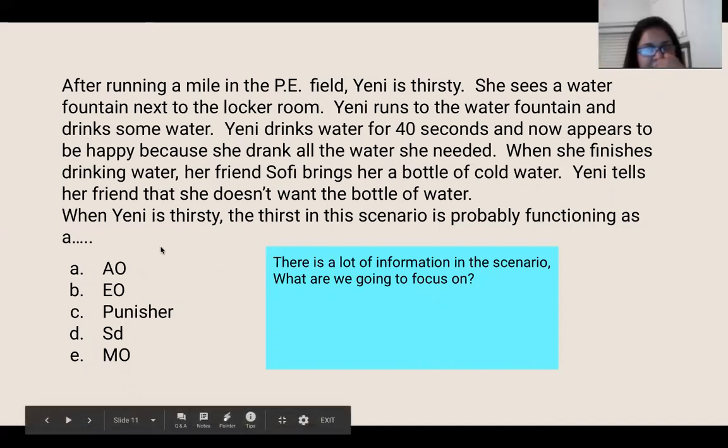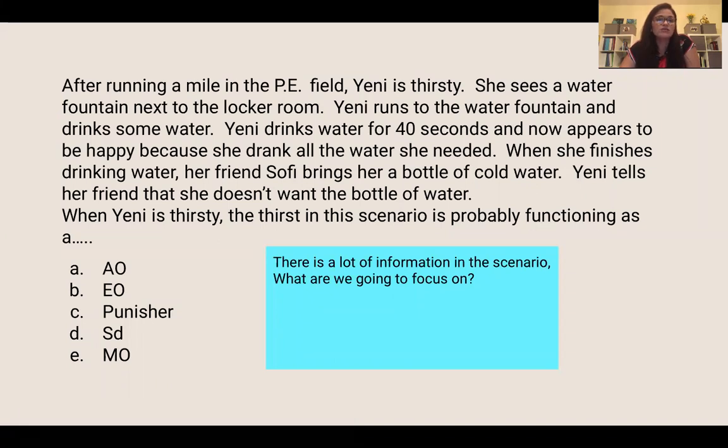This one is long, and it's long for a purpose. I'm going to read it. After running a mile in the PE field, Jenny is thirsty. She sees a water fountain next to the locker room. Jenny runs to the water fountain and drinks some water. This is the way you should be reading your test. Jenny drinks water for 40 seconds and now appears to be happy because she drank all the water she needed. When she finishes drinking water, her friend Sophia brings her a bottle of cold water. Jenny tells her friend that she doesn't want the bottle of water.